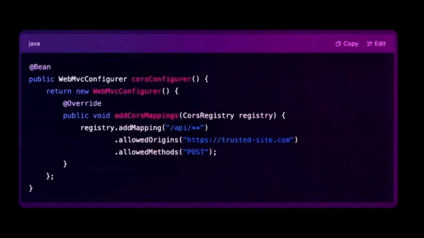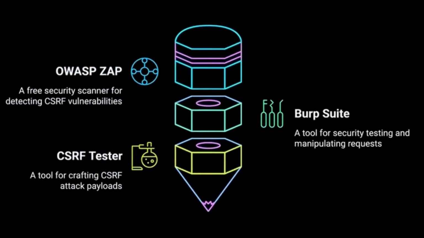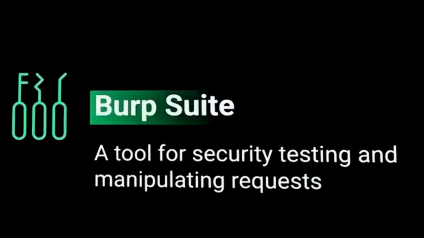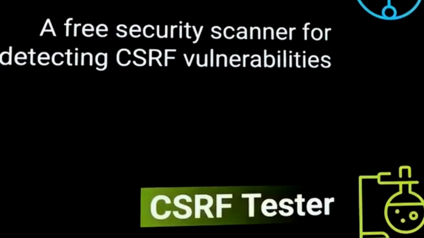Now, if you are working on a web app, you should test for CSRF vulnerabilities. Here are some tools to help. OWASP ZAP, or Zed Attack Proxy, is a free security scanner that detects CSRF vulnerabilities in your web apps. Burp Suite is another tool which is used for security testing, allowing you to manipulate requests and check for CSRF weaknesses in your app. CSRF Tester is another simple tool for crafting CSRF attack payloads to test your app security.